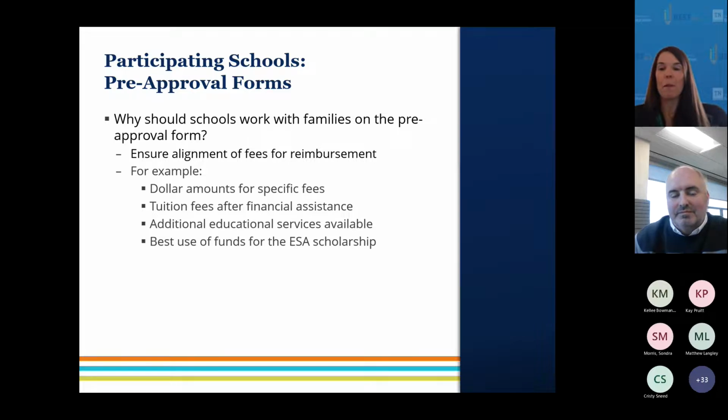So pre-approval forms must align with the expenses the school plans to submit for reimbursement. So we have asked families to connect with the schools to verify that their fees are correct if they're unsure. For example, families may need verifying the correct amounts, especially if they have the ESA program and financial aid received by the schools. They may need assistance determining how those expenditures need to be detailed out. There could be additional educational services available that families aren't aware of, like after-school programs or tutoring.